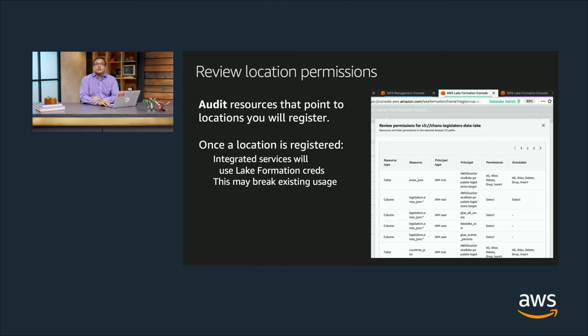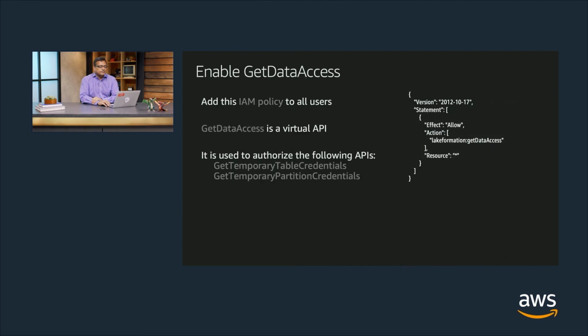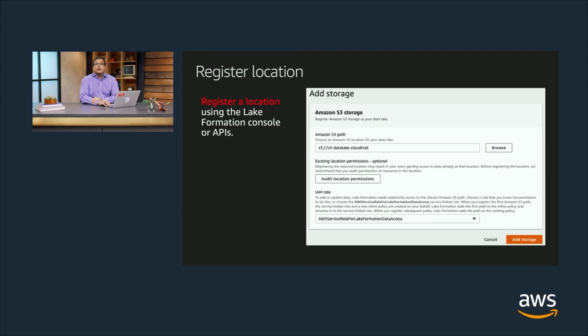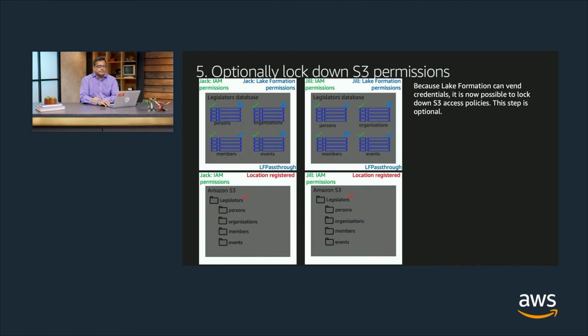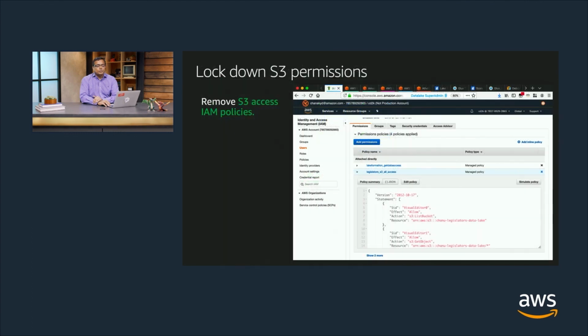So review the permissions associated with locations you're getting ready to register. We've enabled get data access, and using the console, we registered the location. And for the purposes of this demo, we also locked down S3 permissions. Because Lake Formation can vend temporary credentials, you don't need direct access to S3 as long as you're using an integrated service. And because we expect Jack and Jill are only going to use Athena to access the data, they don't need individual access. So we went to the console and we removed the policies granting both Jack and Jill access to S3. So they're only accessing S3 using the temporary credentials provided by Lake Formation.